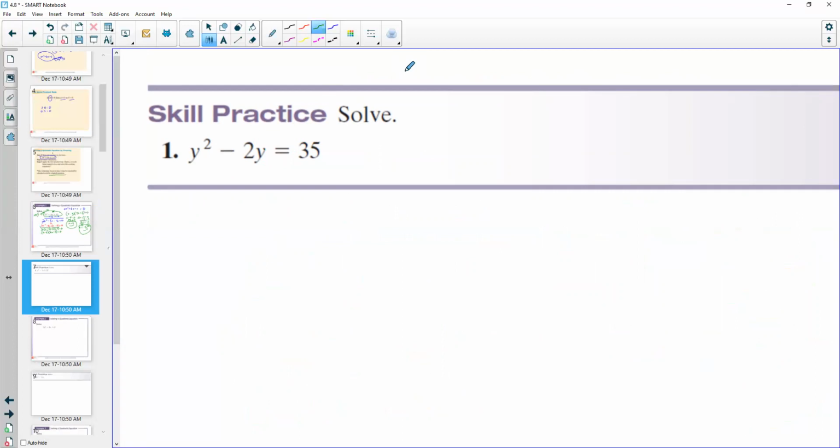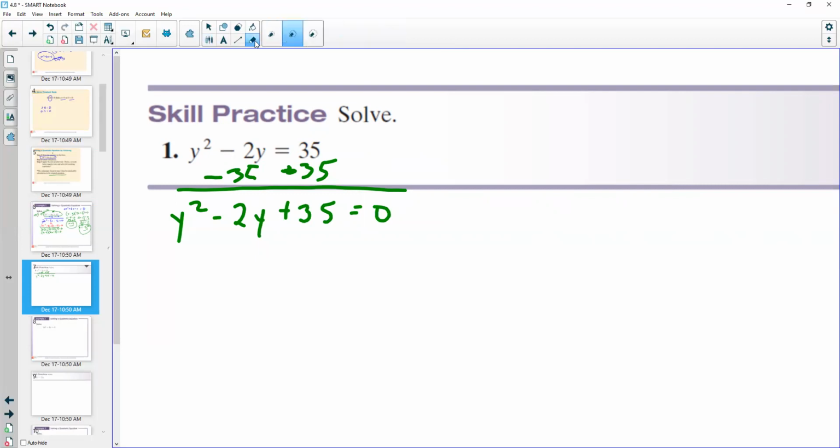All right, what's the first step? First step is standard form, right? So I'm gonna subtract 35 to the other side. So I'm gonna get y squared minus 2y plus 35 equals 0. Now I need to factor. There's no number in front of y, so I can just think about things that multiply to 35 and add to negative 2. Well, let's see. Oh, sorry, I subtracted 35. That should be a minus sign. It's twice I've done that already today in this video, sorry.